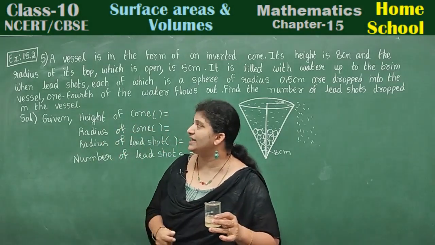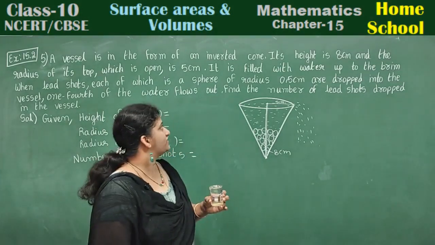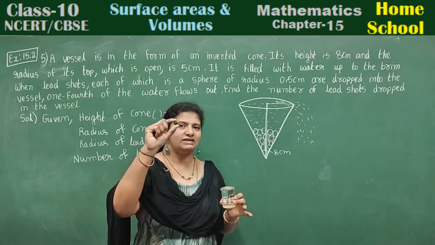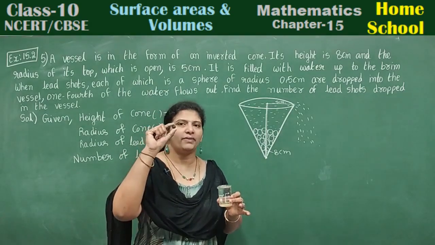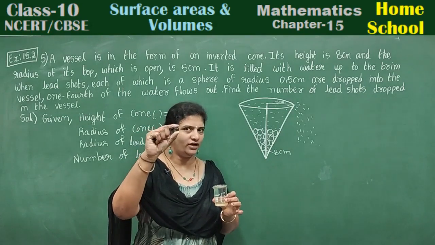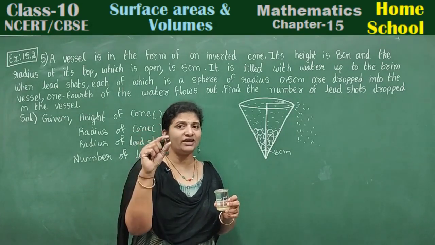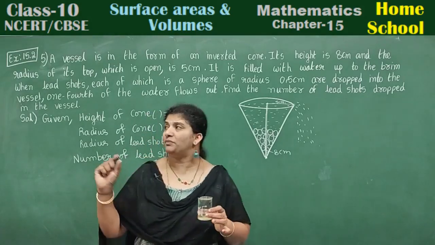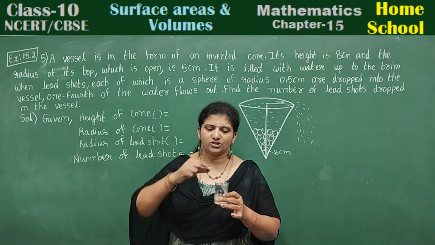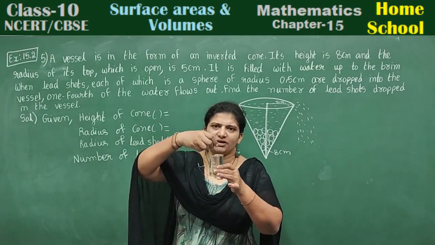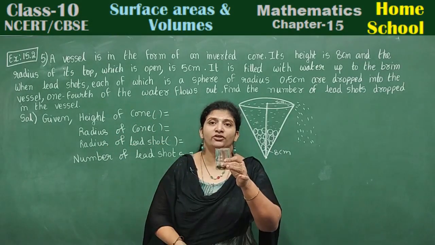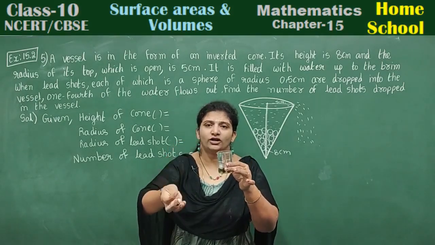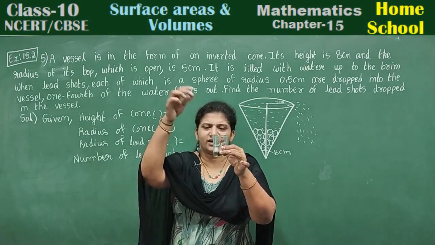When lead shots, each of which is in the form of a sphere of radius 0.5 centimeters, are dropped into the vessel... This is not a lead shot, but please imagine it as a lead shot. Each lead shot having a radius 0.5 centimeters is dropped into the vessel. So look here, I have taken some lead shots. I am dropping them into the cone, where the cone is filled with full water. Now what's happening? Can you see here clearly?